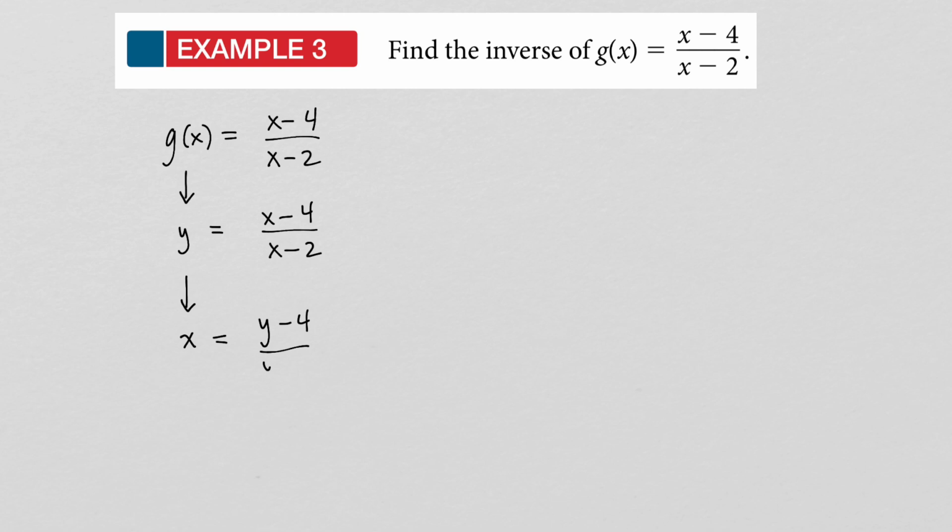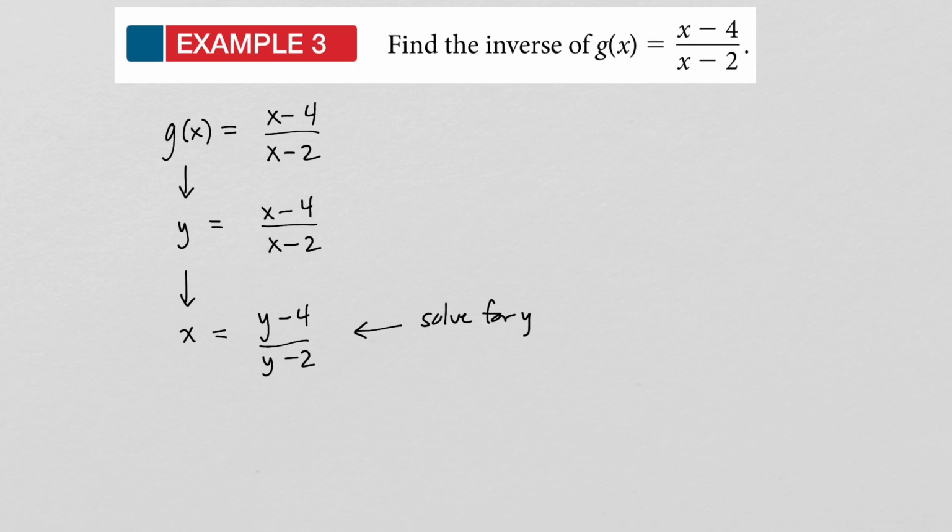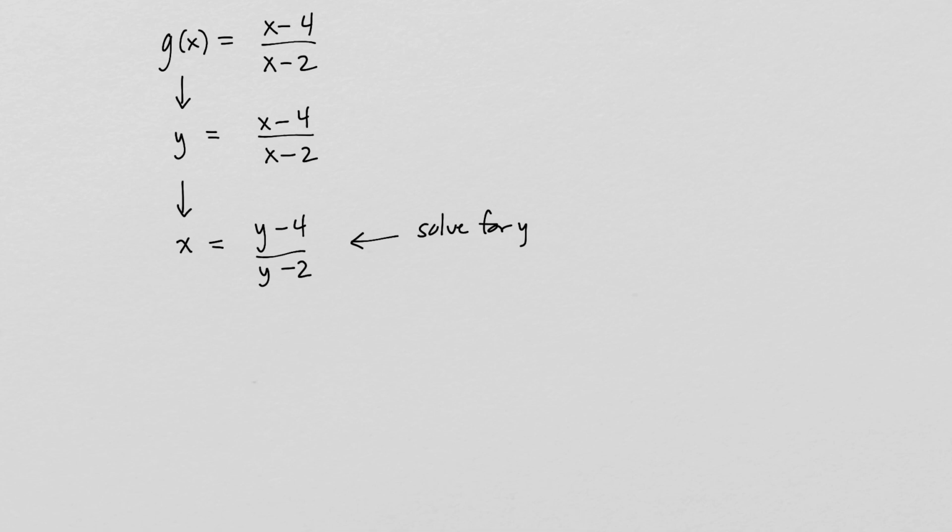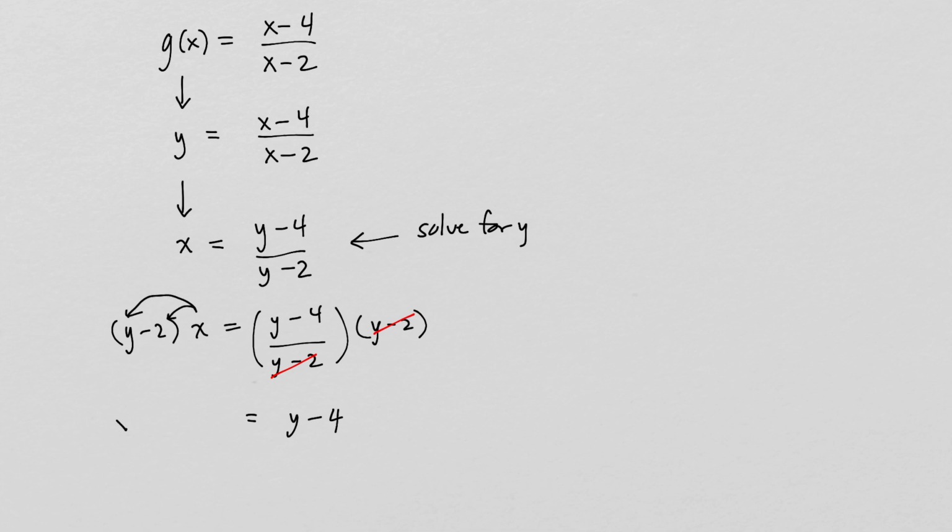So both of these x's on the other side become y. Now what I need to do is take this equation and solve for y. So to solve for y, what I'm going to do here is multiply both sides by y minus 2. This is going to allow us to cancel the y minus 2 on the right-hand side. So there we just get y minus 4. And on the left-hand side, I'm going to multiply this out. This gives us x times y minus 2 times x.